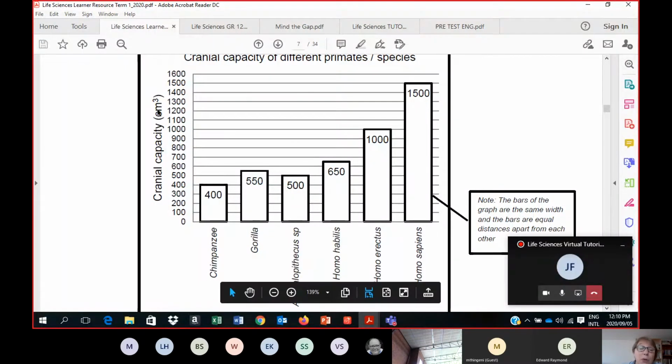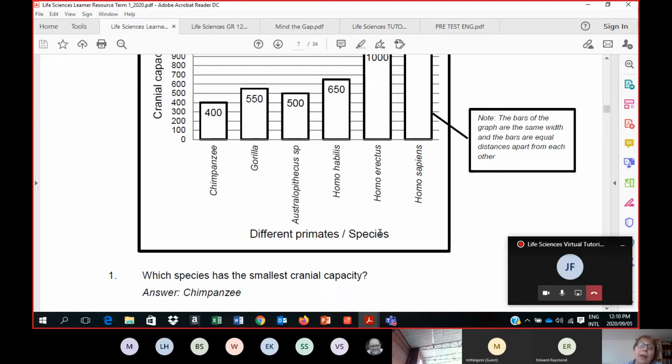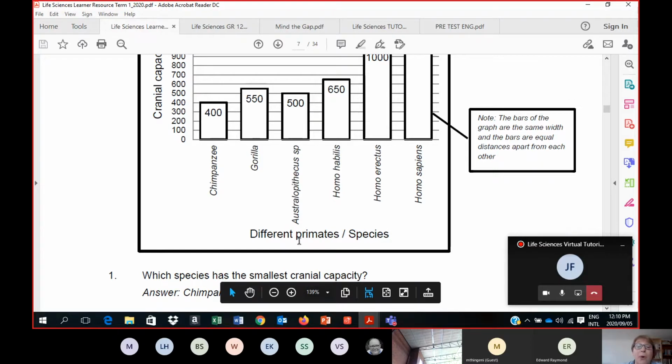And there you've got the unit, and there's the label. Please don't forget to put a general label down for the x-axis. So it's not just good enough to write down the little labels for each and every single bar. You still have to have a general label, because what is this of? Okay, it is of different primates or different species.